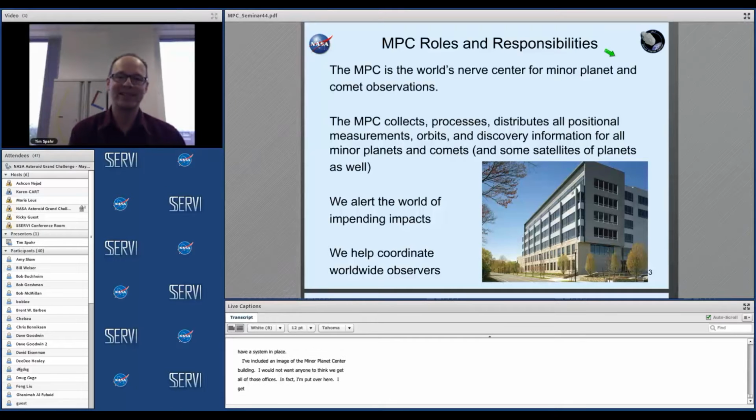There are only 6 full-time employees here, 6 full-time equivalents at the Minor Planet Center. So it'd be great to have a building that size, but there aren't that many of us working in the Minor Planet Center. Another thing that we do is help coordinate worldwide observers. There's quite a bit of follow-up needed for near-Earth objects and comets, and we try to assist with that in any way we can. It's a tough job.